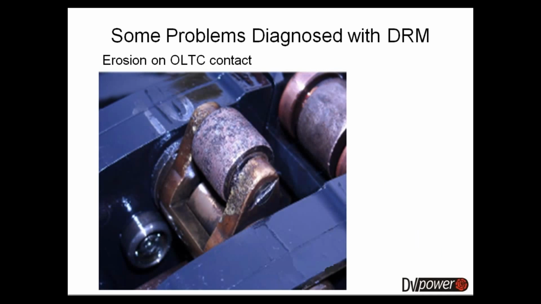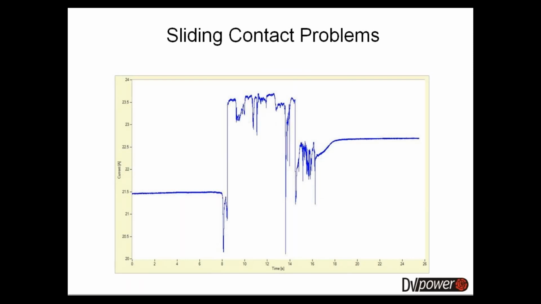So here's an example where erosion of tap changer contact can be seen. And sometimes when the sliding contact has problems, the graph looks something like this because it is encountering arcing, which is causing the entire graph to become very, very strange looking. So this can be seen on this sliding here.